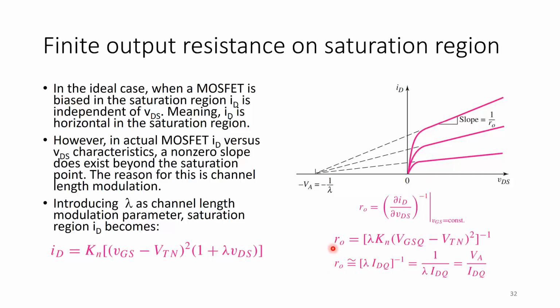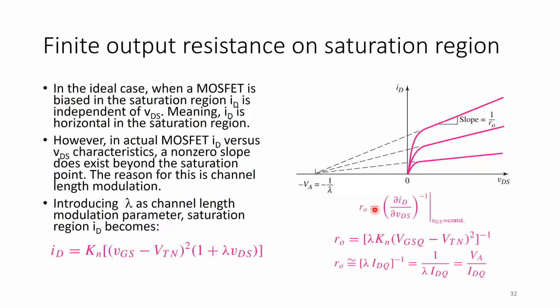So if you have the value of Kn, the DC value of VGS that you are biasing at, and VTN, with the value of the channel length modulation parameter given for the device, you can straight away find R out. If you do not have all this, you can find it from the graph itself by finding the slope and inverting it to get R out.